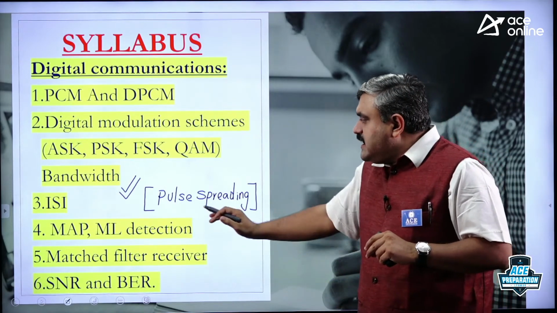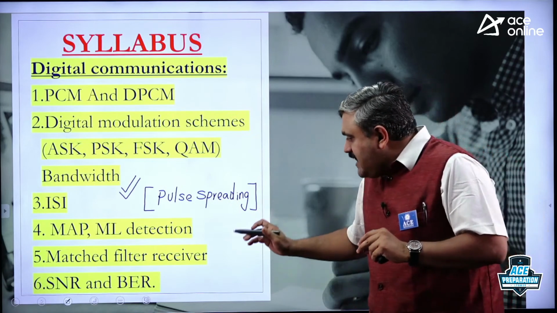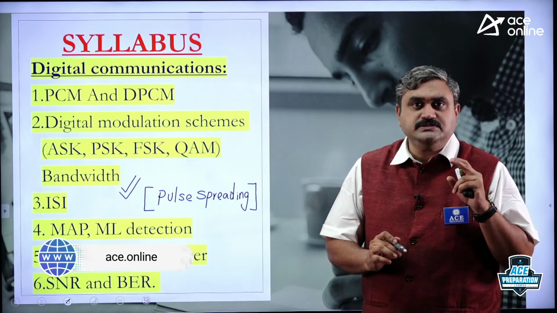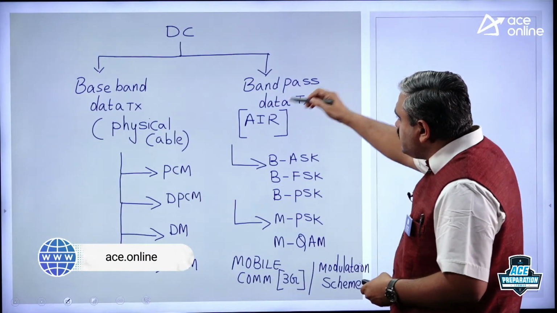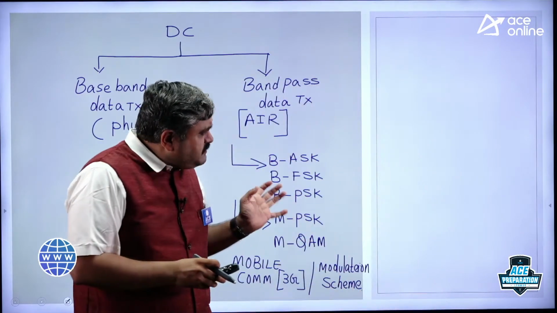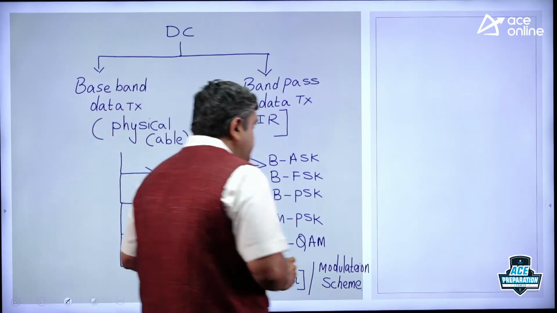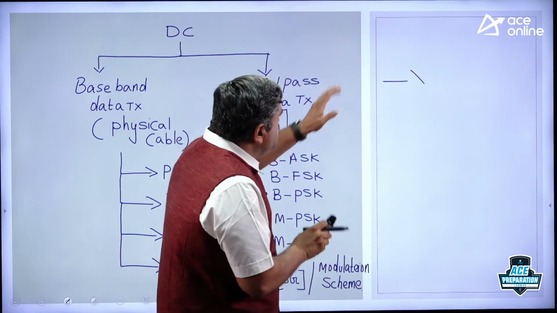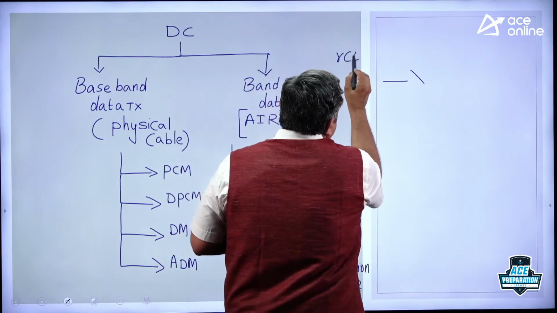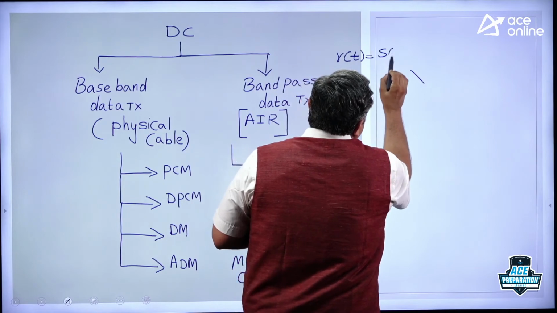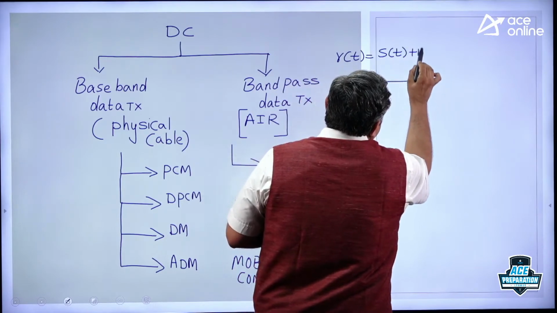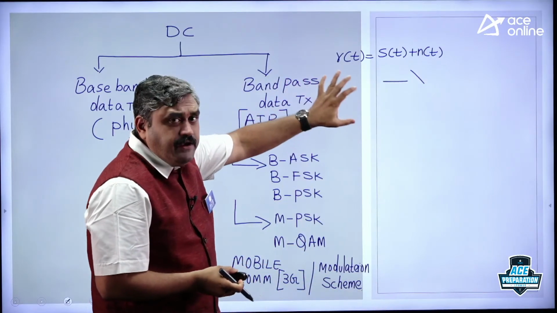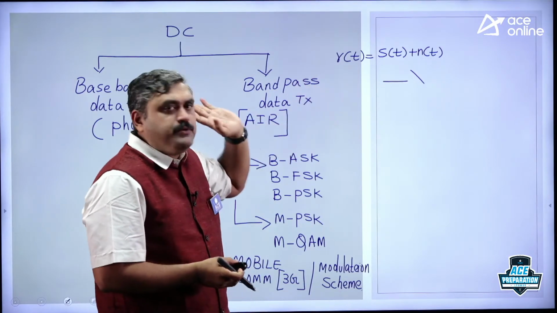Okay. Then MAP and ML detection algorithms, matched filter receivers, and signal to noise ratio and BER calculations are very important. So this part will come in both baseband as well as band pass. What basically happens here is, you will have your received signal, which we generally write as r(t), which is your modulated signal s(t) added with noise n(t). So when it comes at the receiver, the signal component and noise component get added together and come at the input of the receiver.